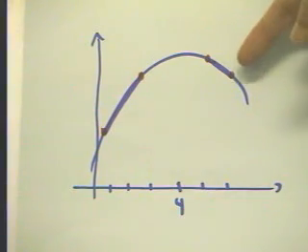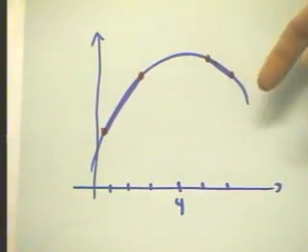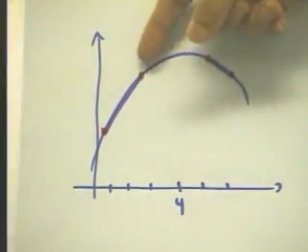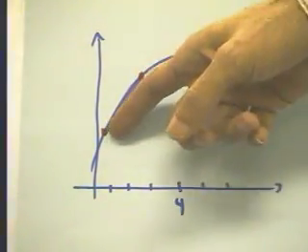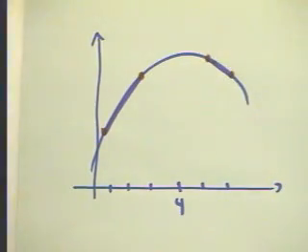So the order is: the derivative at this point is less than the average derivative, which is less than the derivative at this point, which is less than the derivative at this point, which is less than the average derivative or the average slope here, which is less than the slope or derivative at this point.